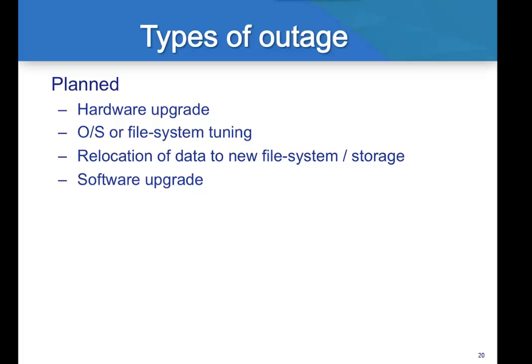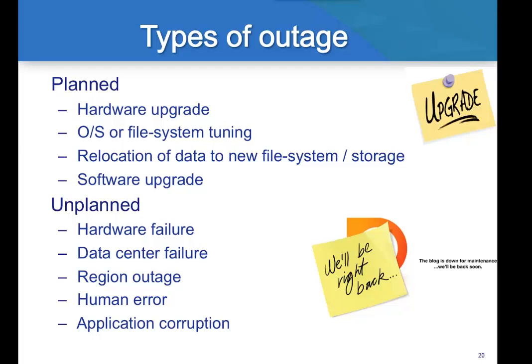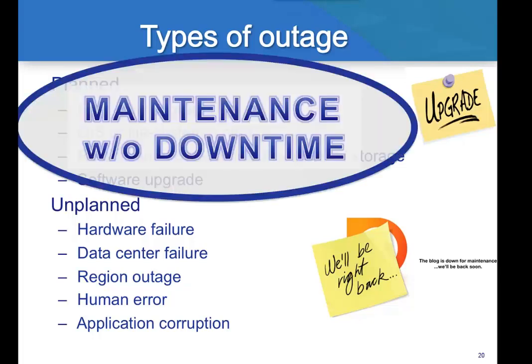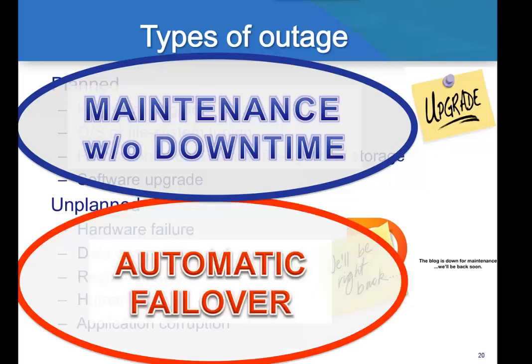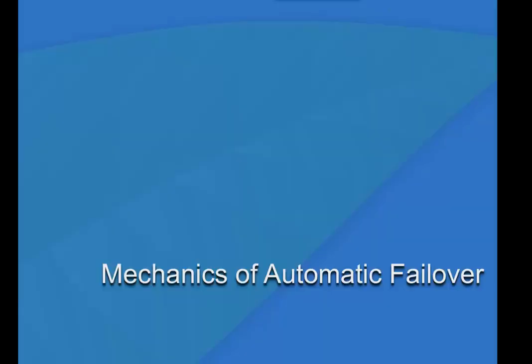Well, what kind of outages could you have, just in general, for any database? You could have a planned outage where you're doing a hardware upgrade, or you're changing the operating system, or you're upgrading the software. Or you could have an unplanned outage where your hardware fails, or there's a region outage, or there's a data center outage. The good news about replica sets is that they let you do maintenance without downtime, and they provide automatic failover in the case of an unplanned failure. We'll be talking about those just a bit. We'll start by talking about automatic failover.